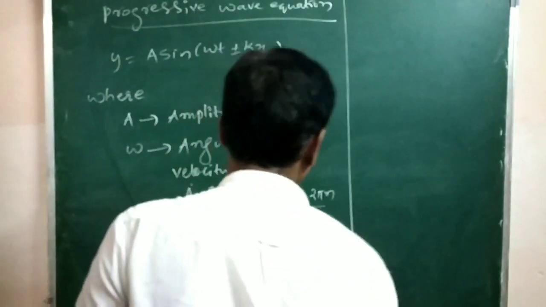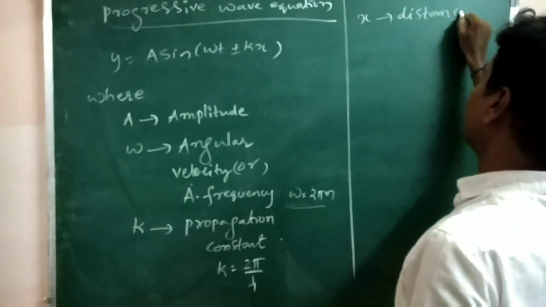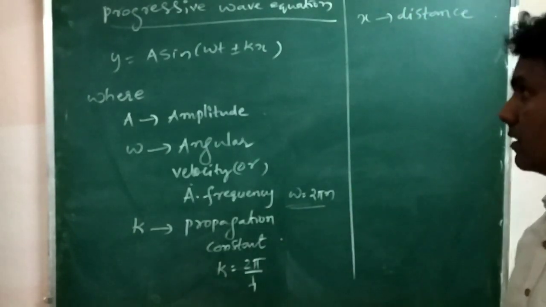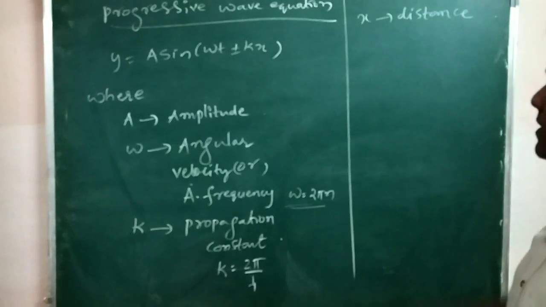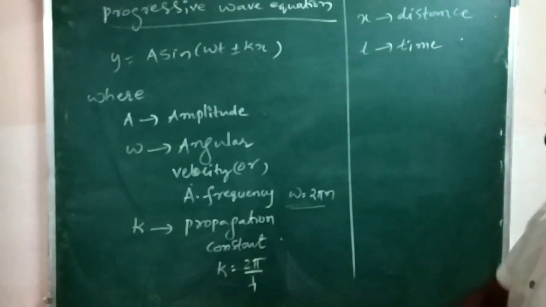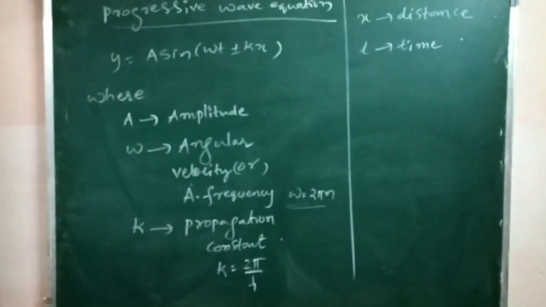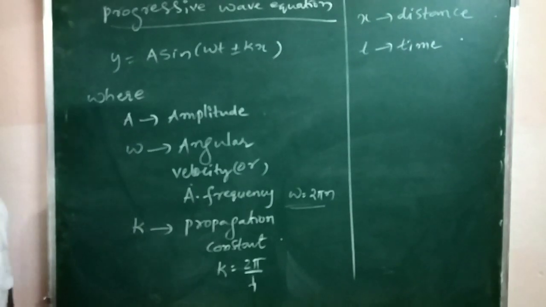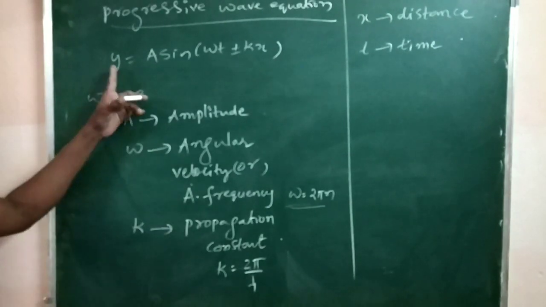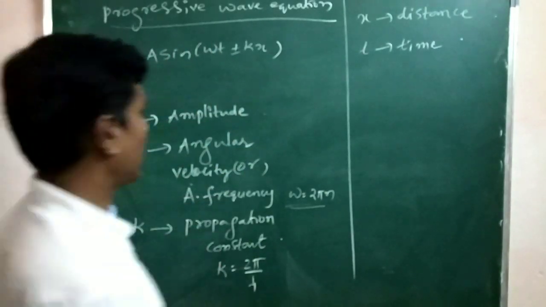X is distance. Distance traveling along the x direction. T is the time taken or time. This is called the progressive wave equation or harmonic progressive wave equation. Y is equal to a sine omega t plus or minus kx.